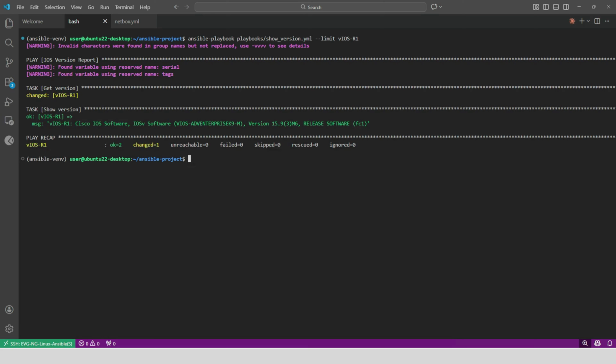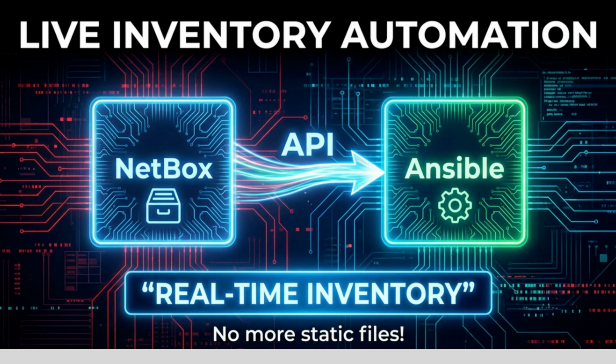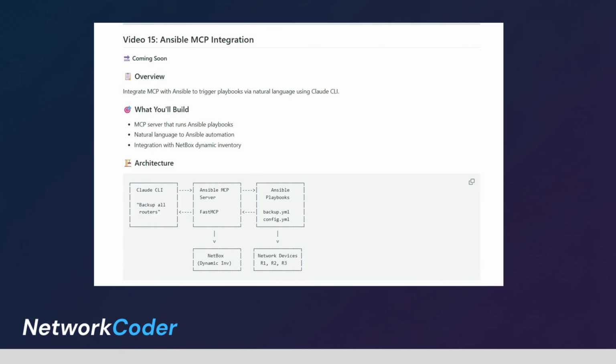Alright, so that's a live dynamic inventory with Netbox. Think about what you're building here. Netbox auto-discovers your devices. Now that data flows directly into Ansible in real time. Next up, we are connecting this to MCP so that you can trigger a playbook using natural language through Claude. Full AI-powered network automation.